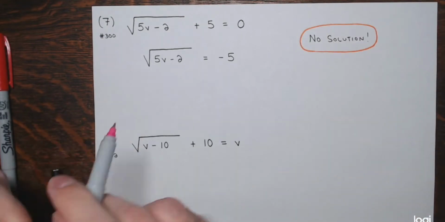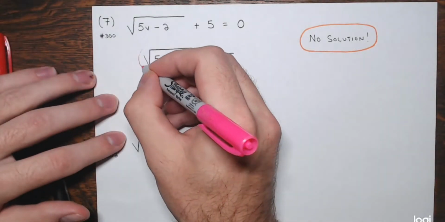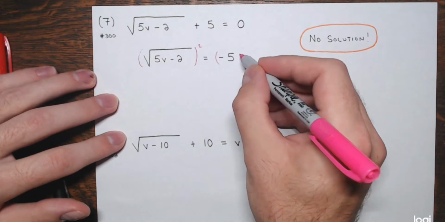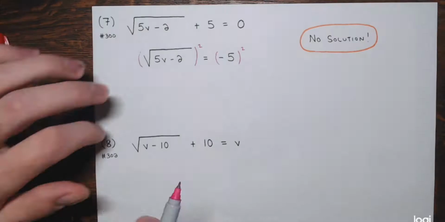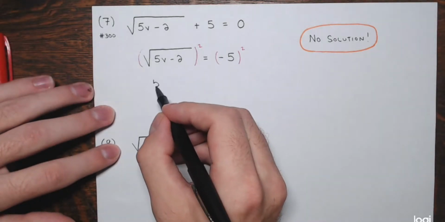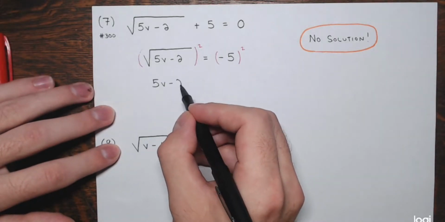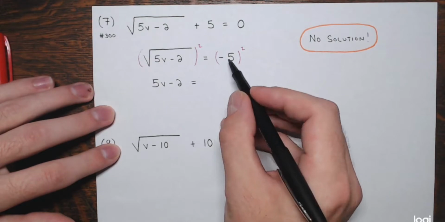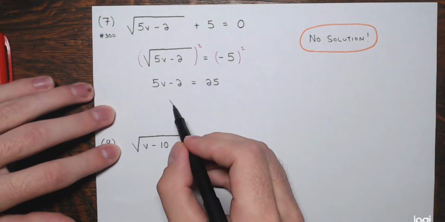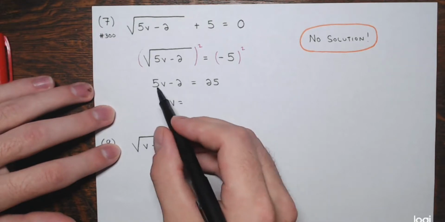Alright, so let's go through the motions here and follow the steps. Again, it's a square root, so I'll raise both sides to the second power. Left side would be 5v minus 2. The right side would be positive 25. Then we get v equals 27 fifths.